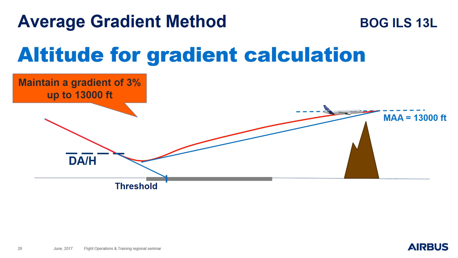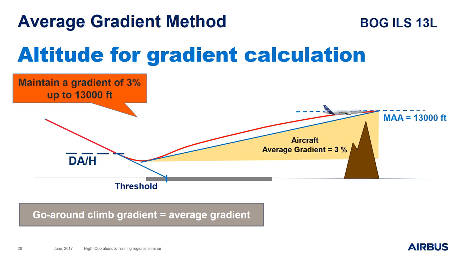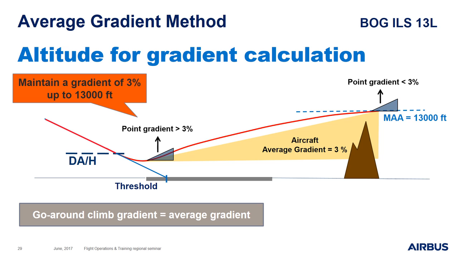The objective here is not to have a 3% gradient at each point along the flight path. The objective is to have an average gradient of 3%. With an average gradient of 3%, the gradient at start of climb will be higher than 3%. The gradient at the missed approach altitude will be lower than 3%. As the software only performs a point computation, we need to find the exact altitude for which a 3% point gradient would correspond to an average gradient of 3% from start of climb up to the missed approach altitude.